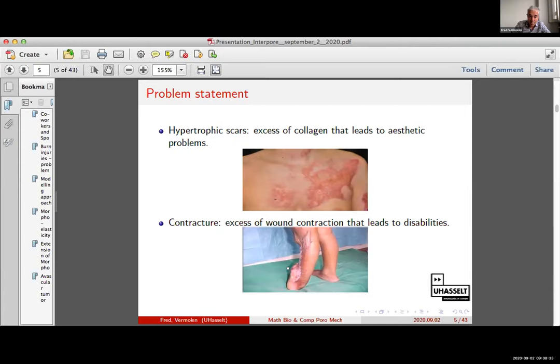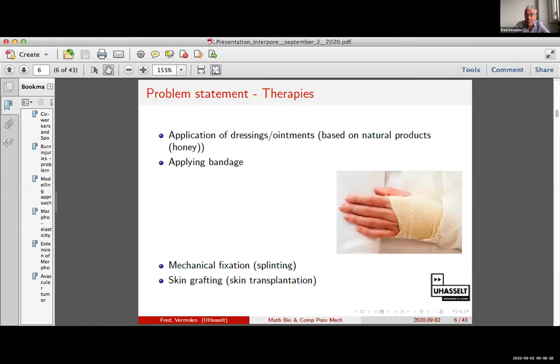The next slide, I would like to say something about therapies. Of course, there are a lot of therapies going on and the list is far from complete. But what you can think of is the application of dressings or certain ointments. These dressings and ointments contain chemicals that will diffuse into the skin of the patient. The idea is that these chemicals will adapt the behavior of the cells of the patients in such a way that the cells will exhibit certain favorable properties. These dressings and ointments are often based on natural products. An example is honey. Another treatment is to apply a bandage in order to relax the skin a bit for the patient, or a mechanical fixation, a splinting. The splinting would aim at decreasing stresses and strains on the skin of the patient.